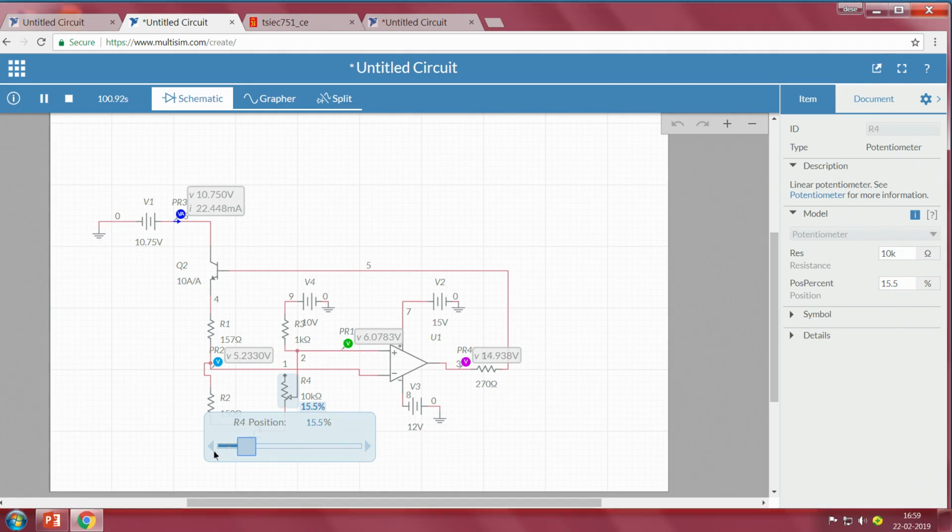Say the room temperature has risen from 30 to 50 degrees. What happens? Can you see there is a large variation in voltage. This was ideally 5.2, but here there is a drop in voltage. And when I simulate, there is a significant drop in voltage. So this is at 6 volts and this is at 5 volts.